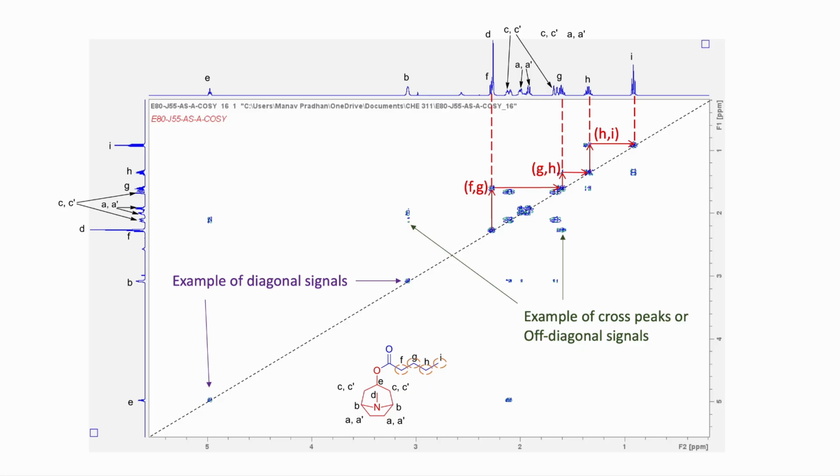Thank you so much for watching this video. In the next video, I will explain how to use the COSY NMR to identify diastereotopic protons.